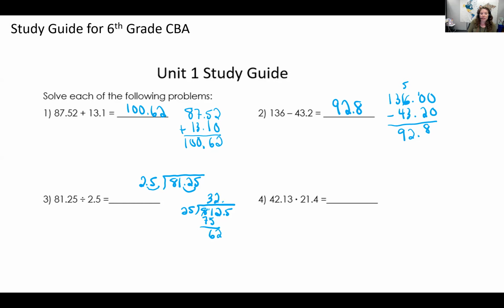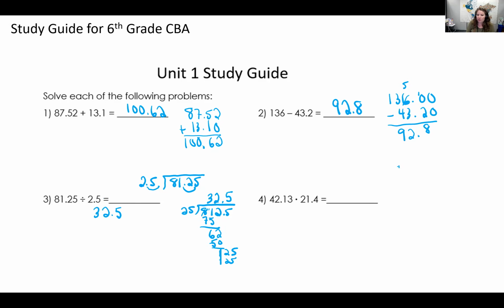Bring that decimal straight up. Don't forget that, very important. So 2/4 is 50 cents. So we have 12 cents left over. And 25 will go into 125 5 times. 5/4 makes $1.25. So number 3 is 32 and a half, or 32 and 5/10, 32.5.